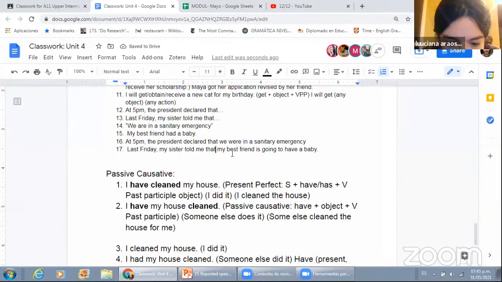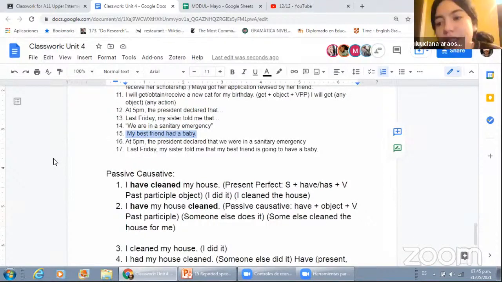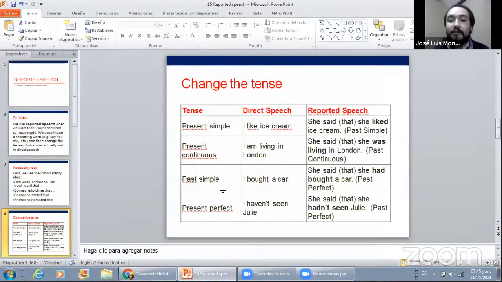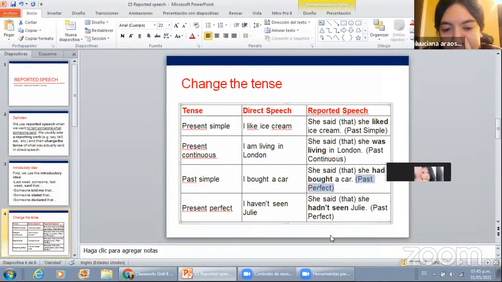That my best friend. Now, here, one thing, Luciana, we're going to finish with everybody here. My best friend had a baby, right? What tense is this, Luciana? What is my best friend had a baby? What tense is that? Past, simple past. Exactly. So if you have simple past, look at the formula. What tense do you have to use in the reported speech? Past perfect.